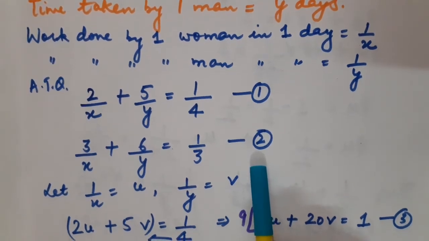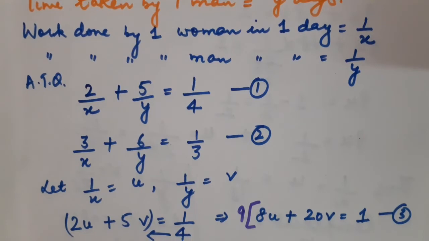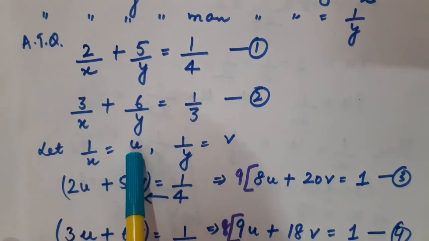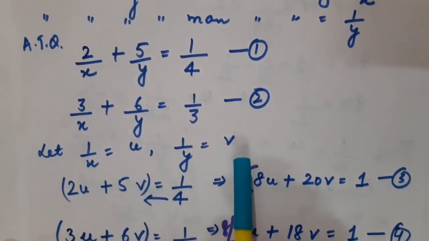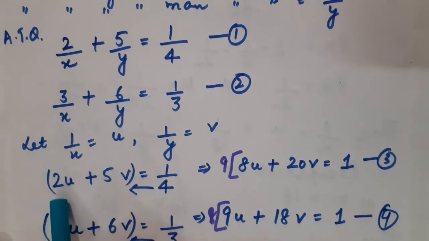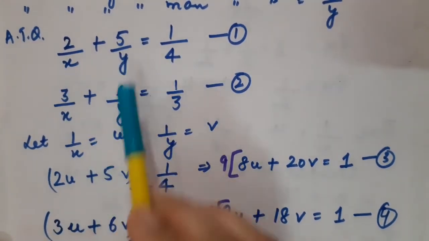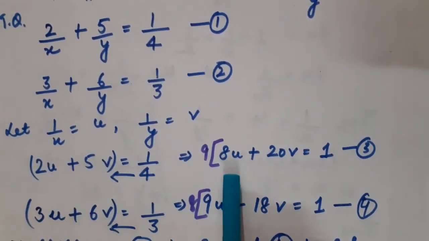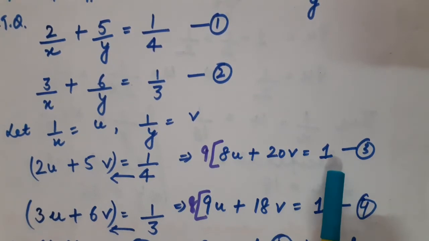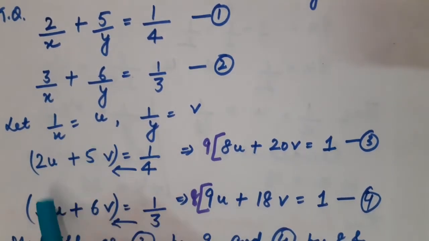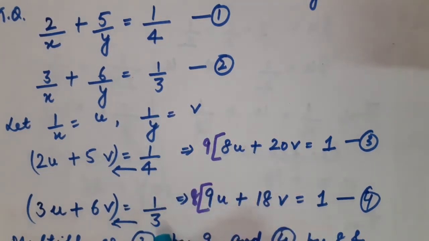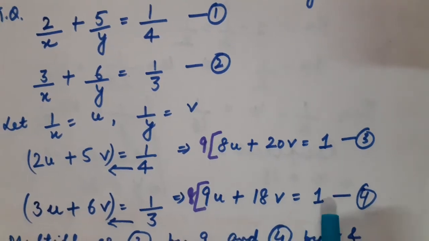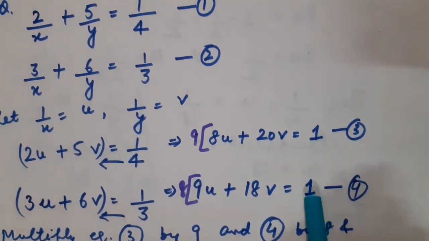Reducing a pair of equations to a pair of linear equations, which is actually the generalized form. Here 1 upon x and 1 upon y are common in both the equations, so let us assume them as u and v. So I have got 2u plus 5v is equal to 1 upon 4. While cross multiplying, children, I have got 8u plus 20v is equal to 1. Correct? In the same manner, 3u plus 6v is equal to 1 upon 3. Cross multiplying, I have got 9u plus 18v is equal to 1. These are equations number 3 as well as 4.